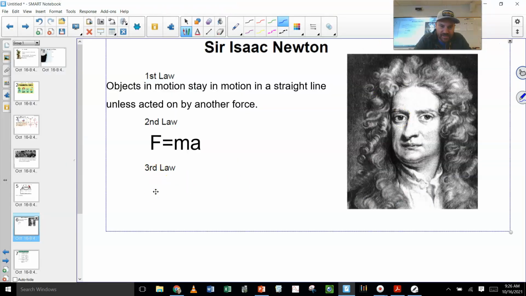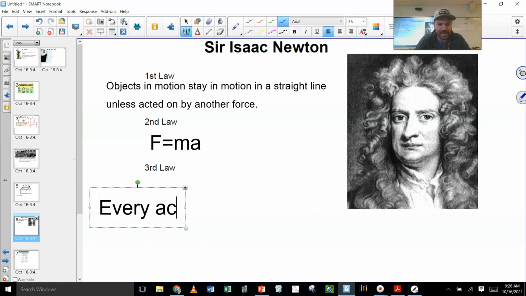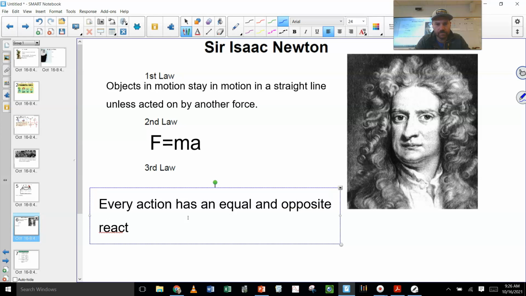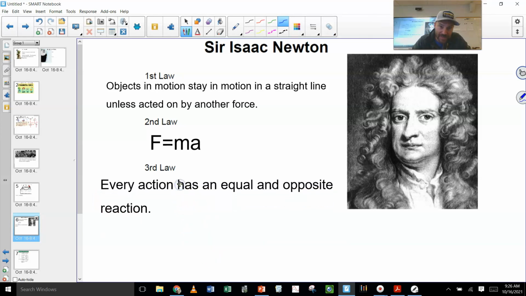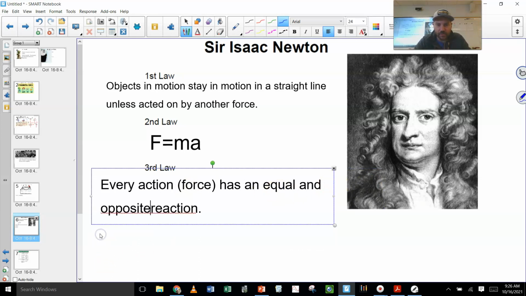Newton's third law, you've probably heard of it, says every action has an equal and opposite reaction. And I could say this: every action force has an equal and opposite reaction force.